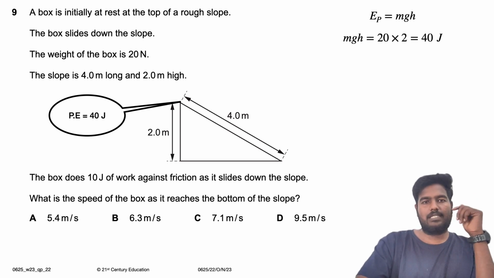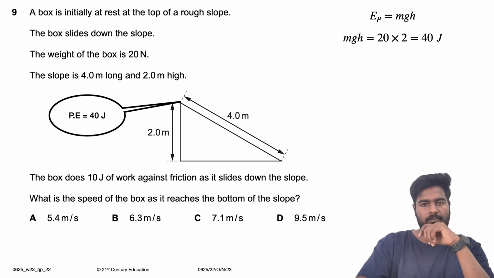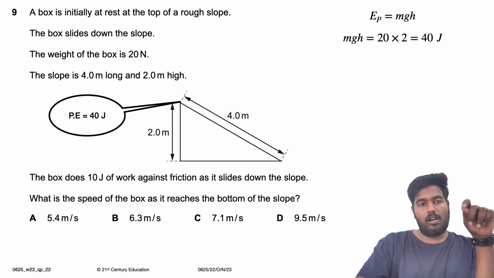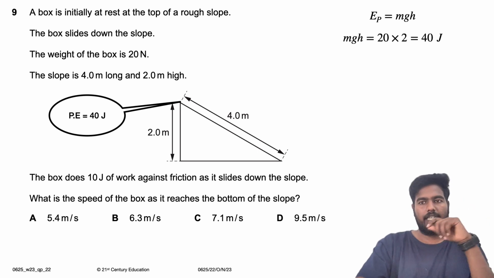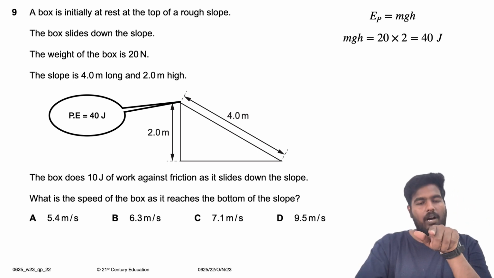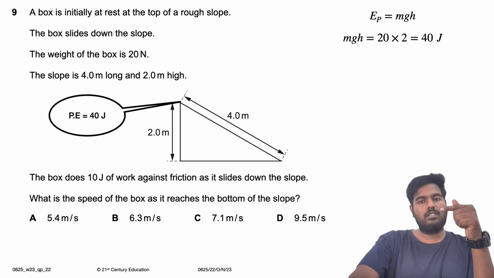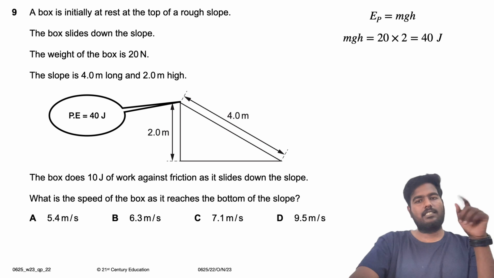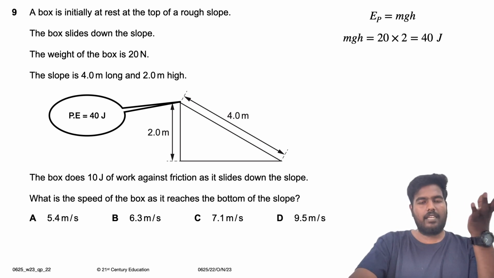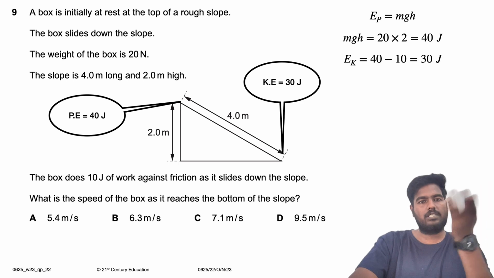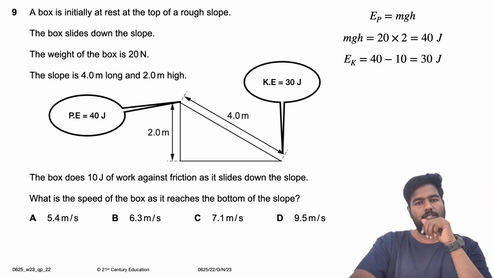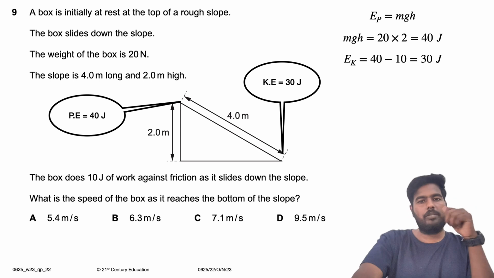Then what happened? It slides down. This potential energy will be converted into kinetic energy, but not all of it is converted, because the box does 10 joule of work against friction as it slides down the slope. So this 10 joule from the potential energy is not converted into kinetic energy. It is lost as friction. So the kinetic energy will be 40 minus 10 joule, which is 30 joule. So at this point, the kinetic energy will be 30 joule.